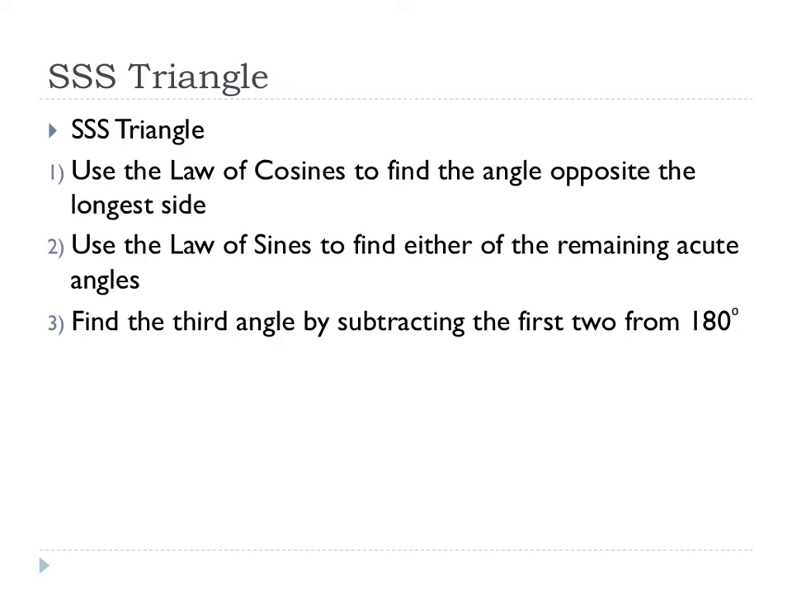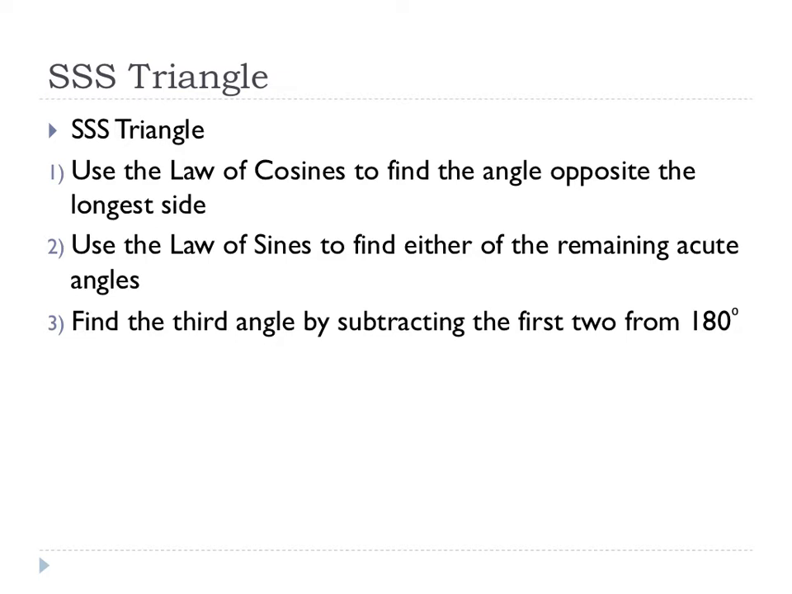If you have all 3 sides, you know you have to do law of cosines. If you have 2 sides and the included angle, you also have to do law of cosines. Everything else is going to be law of sines. Okay? So for SSS, use the law of cosines to find the angle opposite the longest side.